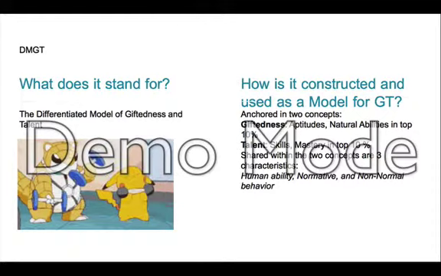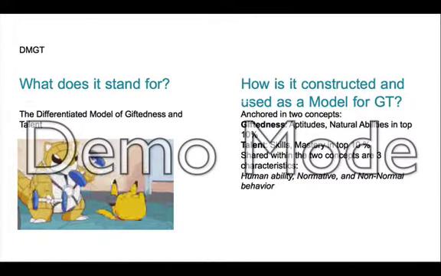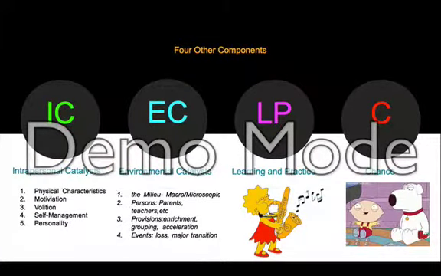Underneath this, he talks about four other components within the structure. He says that there are four catalysts, the first one being intrapersonal, the second one environmental, the third one learning and practice, and the fourth one chance.